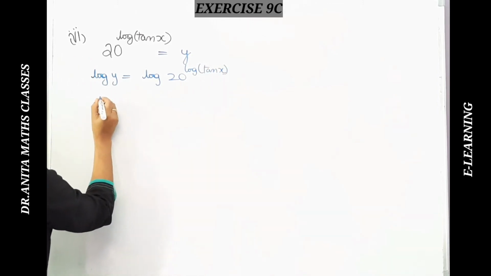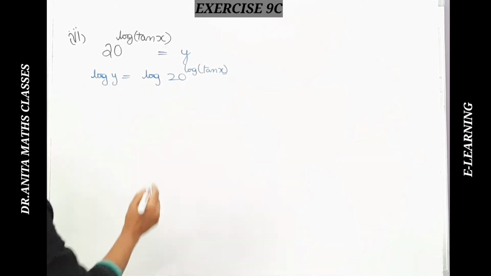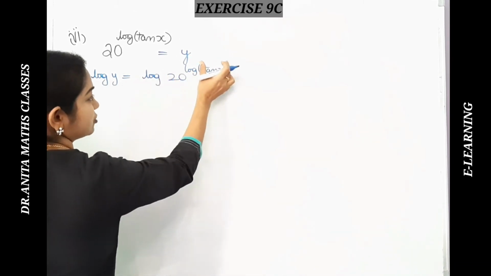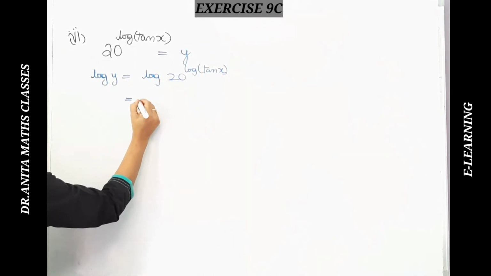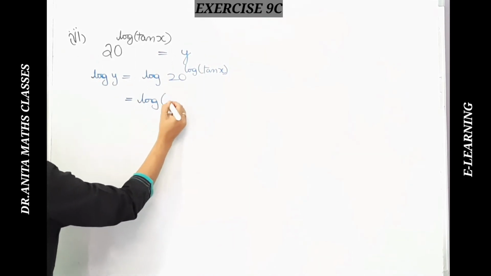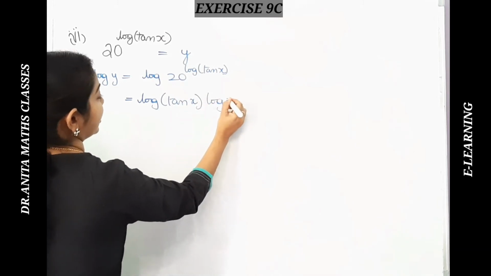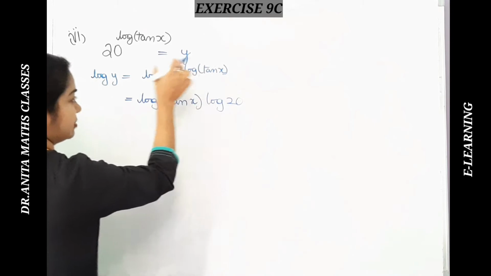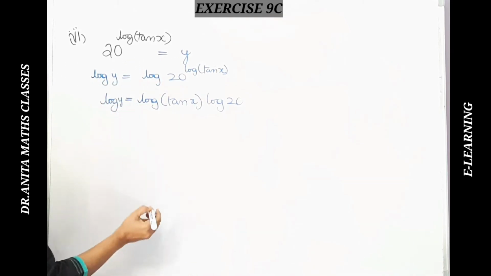Before doing the differentiation part, for log of something raised to a power, the power will come before. So that becomes log of tan x times log of 20. Always the power comes before. Now we will be doing the differentiation.